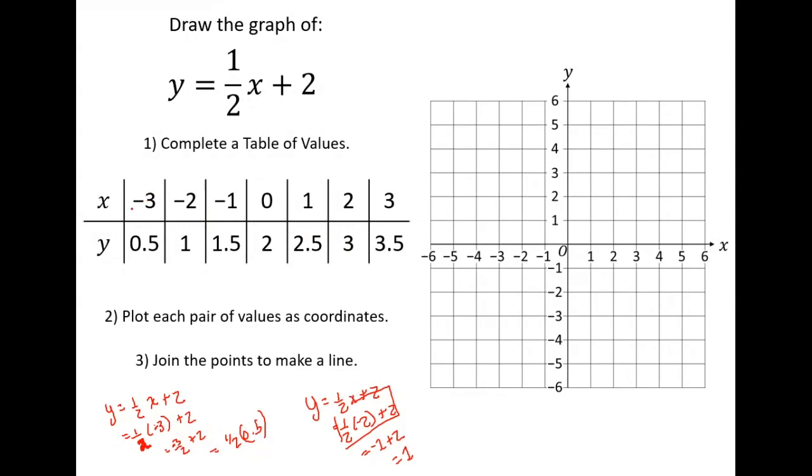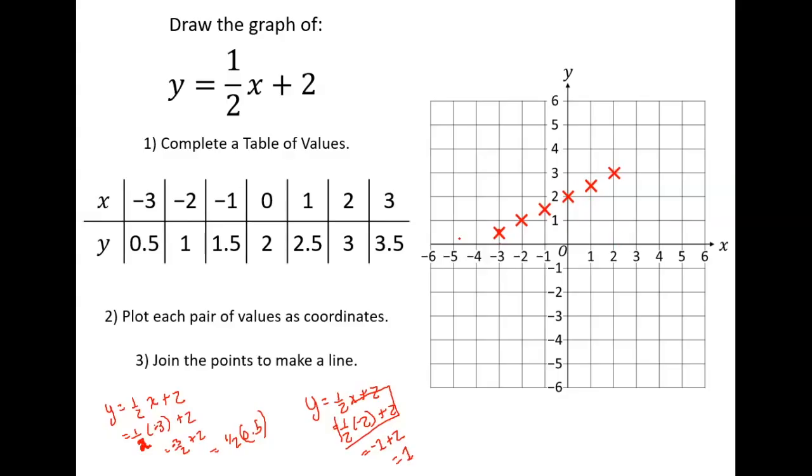Now to plot this, -3, positive 0.5. So that's going to be up here. So that's going to be my first point. And then at -2, I'm at 1. At -1, I'm at 1.5. So that's between 1 and 2. And then 0, I'm at 2. 1, I'm at 2.5. So between 2 and 3.